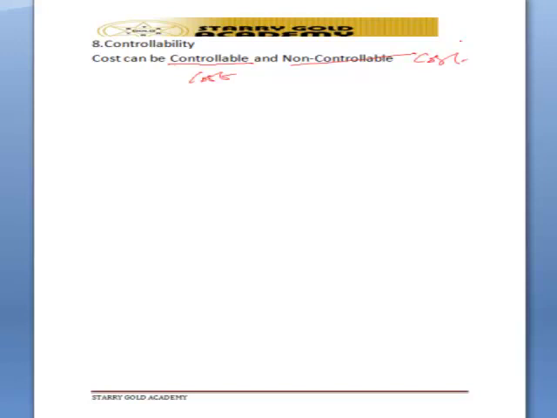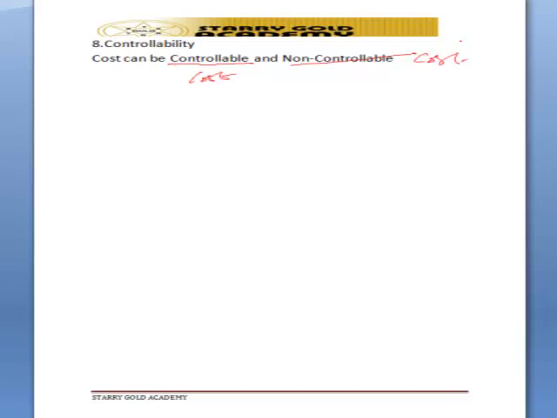So a controllable cost can be controlled by a person at a given organizational level. Controllable costs are not totally controllable; you must take note of that. Some costs are partly controllable by one person and partly by another person. So maintenance costs can be controlled by both the production department and the maintenance department, that is, the maintenance manager.